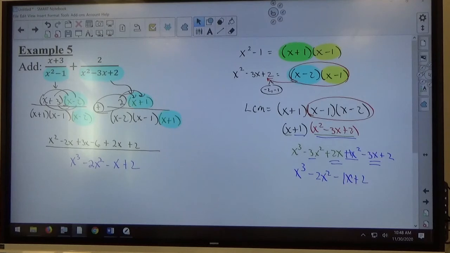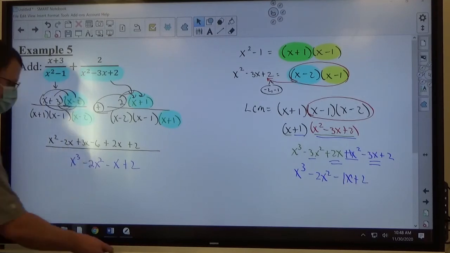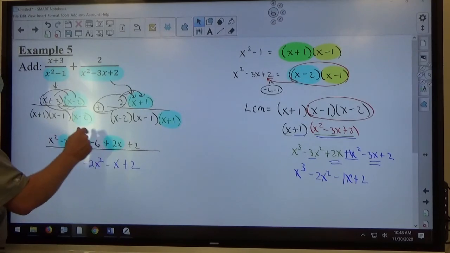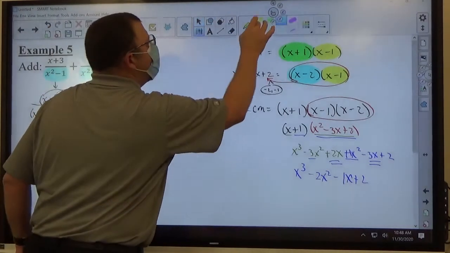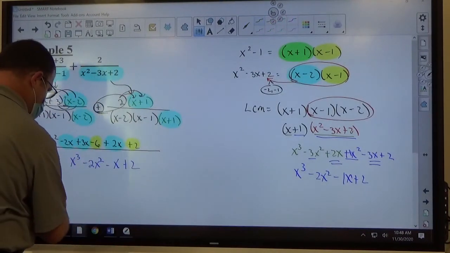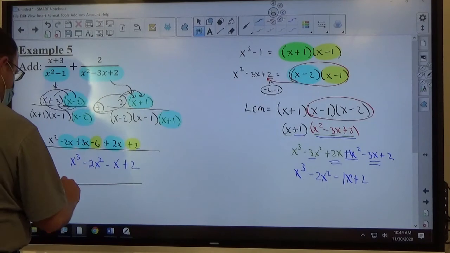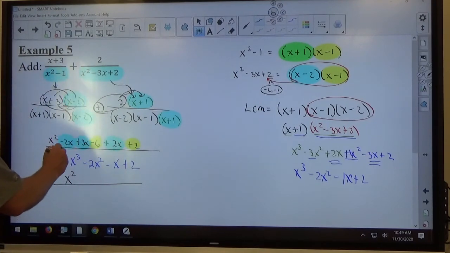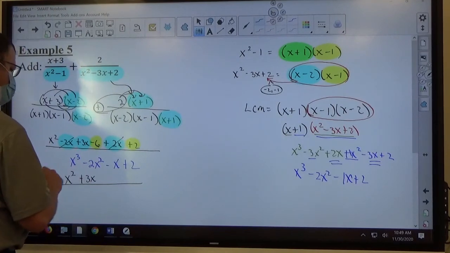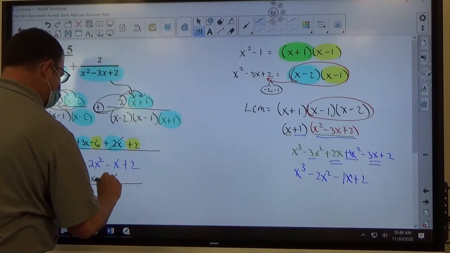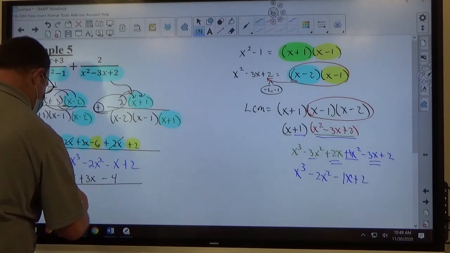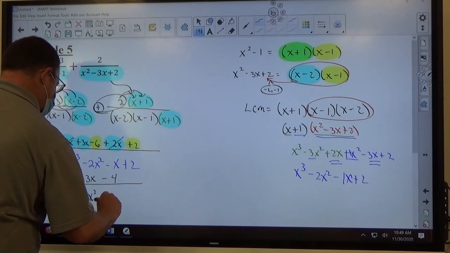So the bottom's fixed completely. What's left to do on the top then is combine like terms if there are any. And you'll notice negative 2x, positive 3x, positive 2x are like terms. And negative 6 and positive 2 are like terms. So my end result on top, I've got x², minus 2x plus 2x cancels, plus 3x leaves plus 3x. Negative 6 plus 2, subtract, the signs are different, and negative 6 is bigger, so minus 4. All over x³ - 2x² - x + 2.